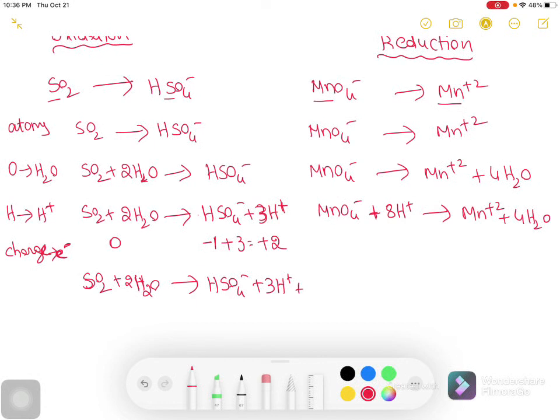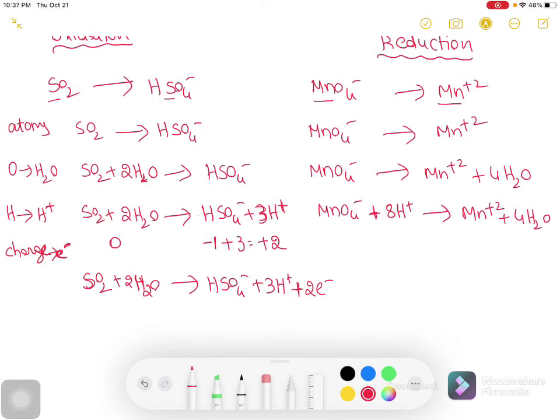How many electrons do we have to add? Definitely on the more-charge side, we have to add electrons. To find this number of electrons, simply take the difference. Like 0 and 2, the difference is 2. So we need to add 2 electrons. Simply subtract higher minus lower. Higher is 2, lower is 0. 2 minus 0, it's 2 electrons we need to add.